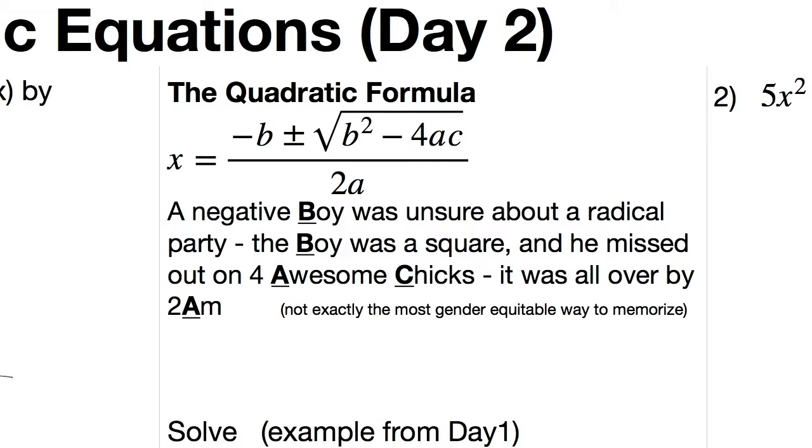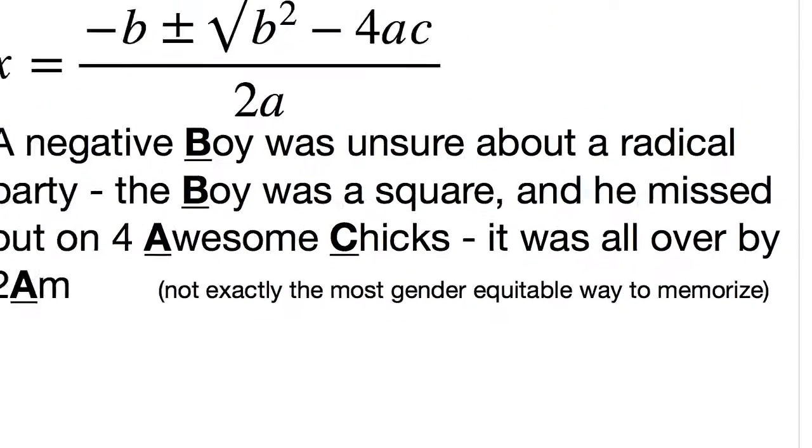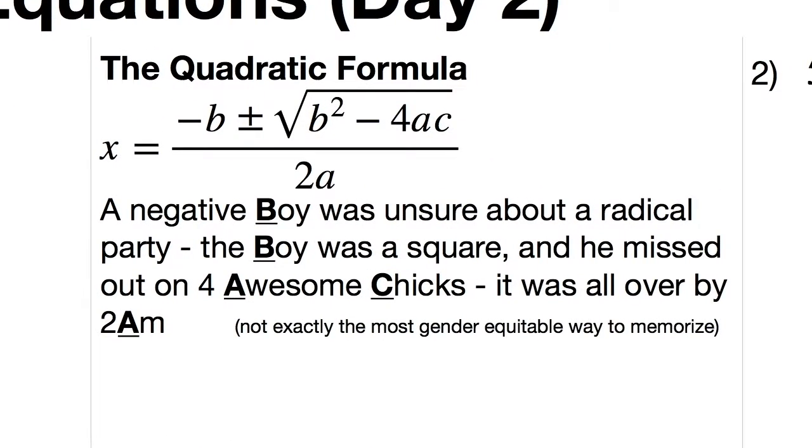A negative boy was unsure about a radical party. The boy was a square, and he missed out on 4 awesome chicks. It was all over by 2 a.m. Well, and when we say chicks, what we really mean is baby chickens that have just hatched. Who am I kidding? This is not exactly the most gender equitable way to memorize, but if this works for you, then you can use it.